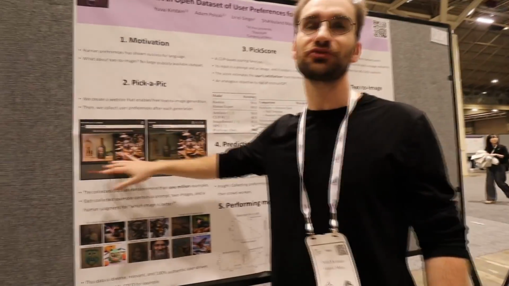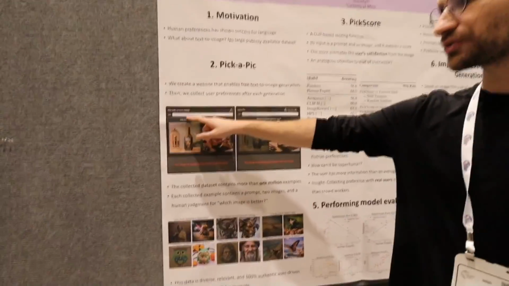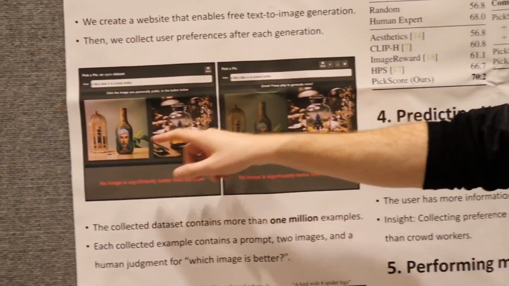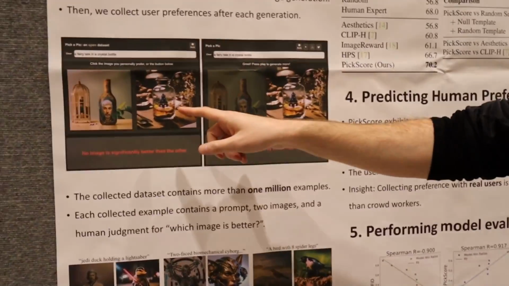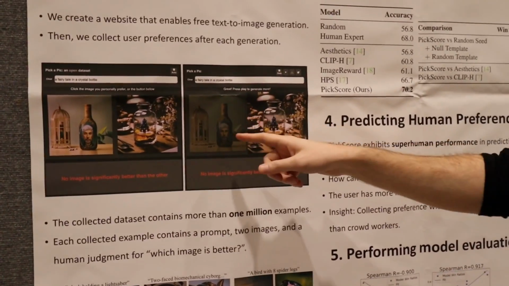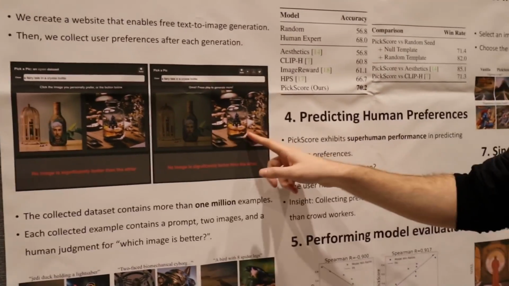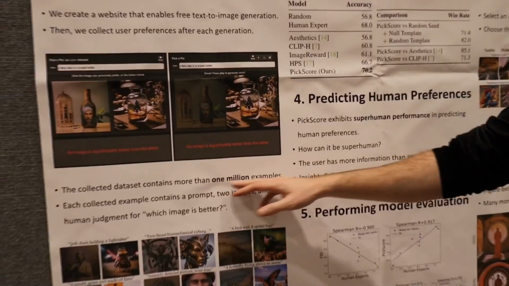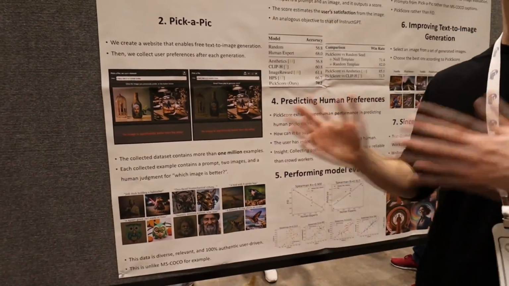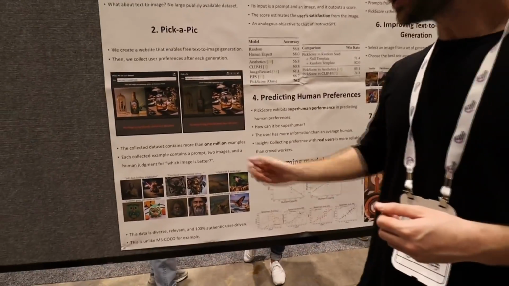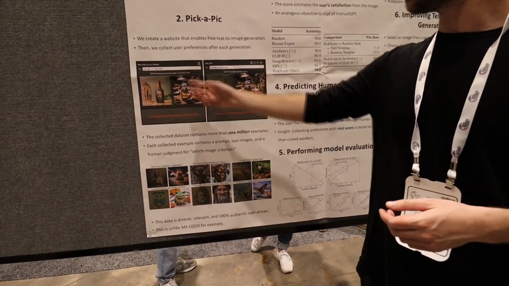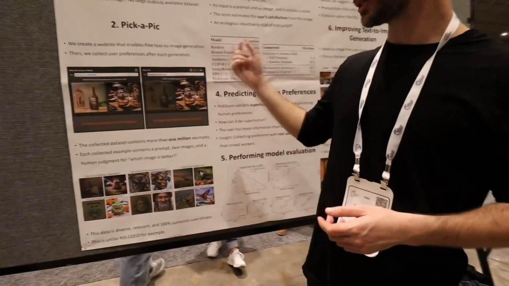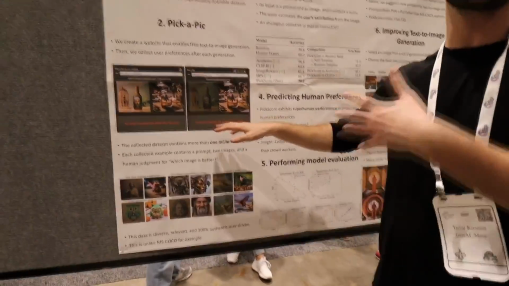Those are screenshots from the website. The users were able to enter the website, write their own inventive prompts, generate images, and to see the next image, they needed to choose which image they prefer. This allowed us to collect a dataset that contains more than 1 million examples of human preferences in text-to-image. Each example contains a prompt, 2 images, and a preference for which image is preferred, or if there is no hard preference.